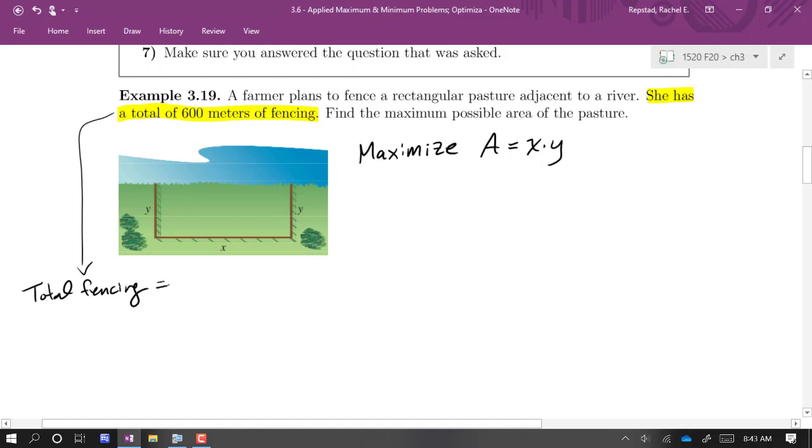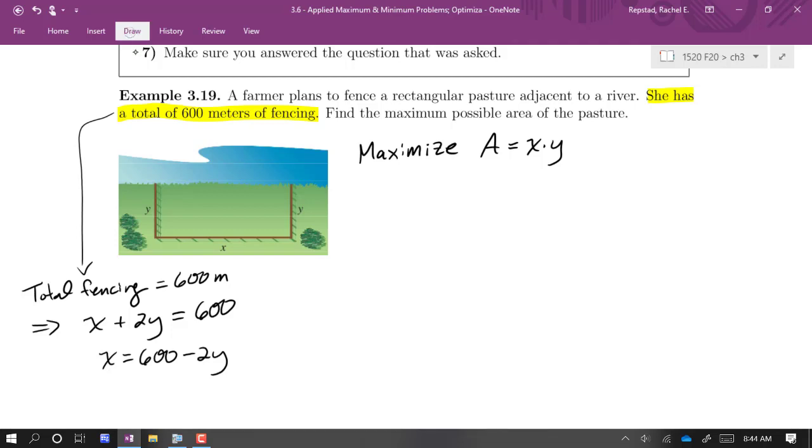Fencing is 600 meters. And so that means that I can make an equation relating x and y together. So that would be x plus 2y equals 600. Now I could just use this equation to get an expression that I could substitute into the area function. So it seems pretty simple to just solve this for x, I guess. So x would be 600 minus 2y.